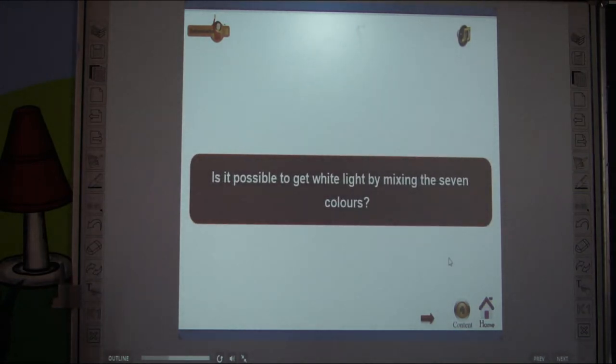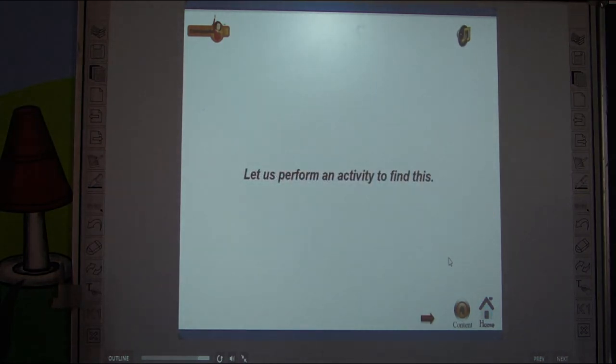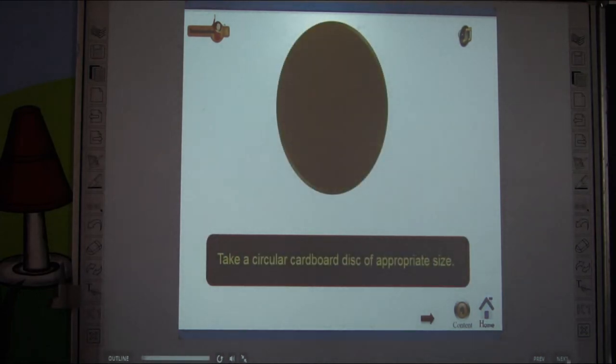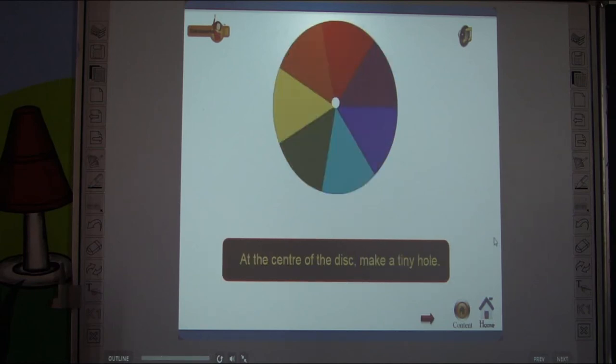Is it possible to get white light by mixing the 7 colors? Let us perform an activity to find this. You can do this activity in your home itself. Now we will prove that white light is a combination of 7 colors. Come children, let us do the activity. For this activity, we need a cardboard. Take a circular cardboard disc of appropriate size. Next, at the center of the disc, make a tiny hole.